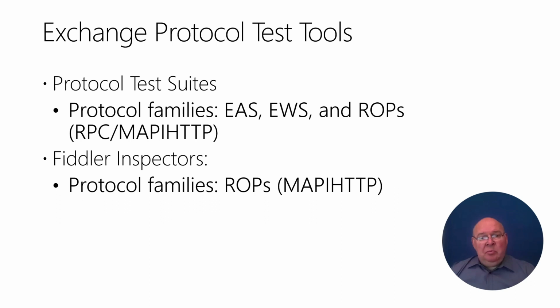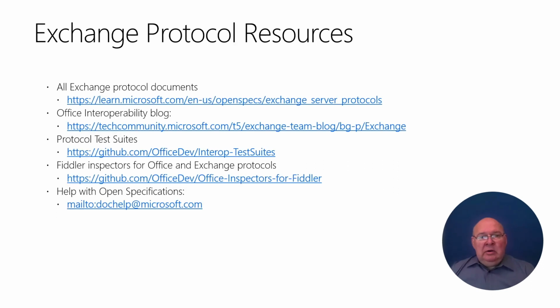So you have a synthetic client implementation, you have code, and that code works against a real on-prem Exchange server. So you can experiment with that in many ways. We also have field inspectors for ROPs protocols. They are implemented for MAPI HTTP. In general, we have a large set of resources which will help you.